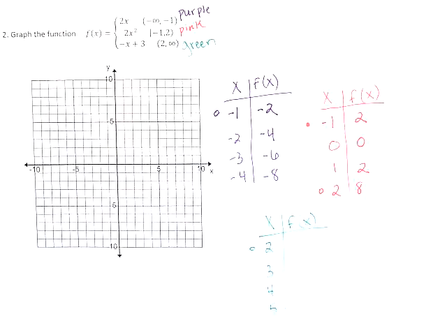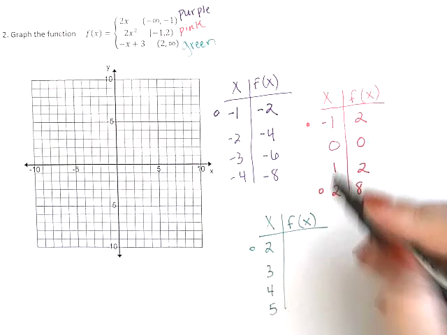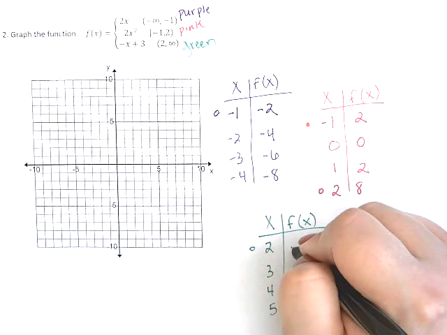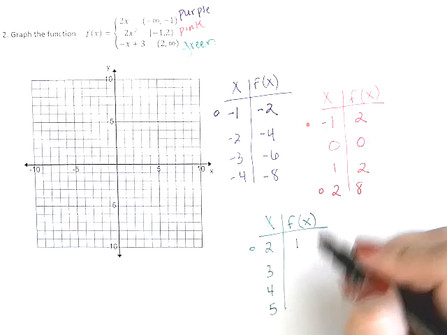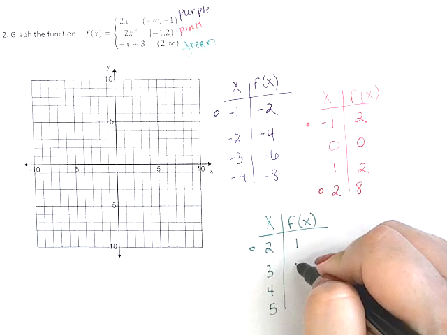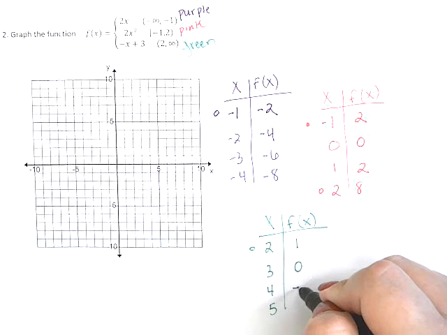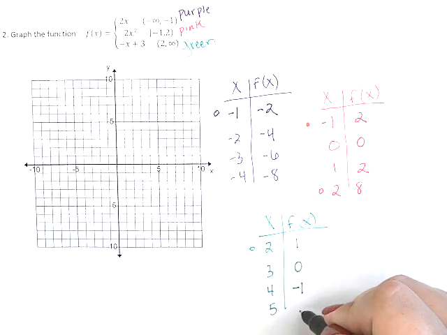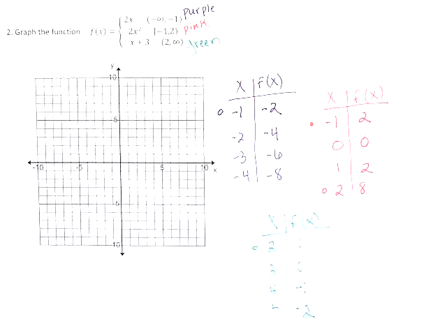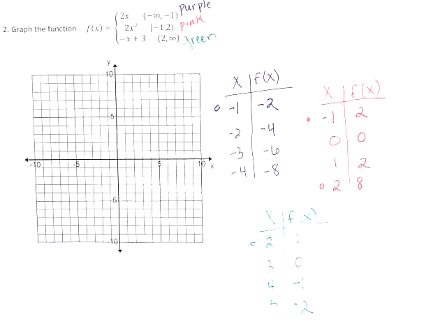So if I plug in 2, it would be negative 2 plus 3, which gives me 1. If I plug in 3, it'd be negative 3 plus 3, which is 0. Negative 4 plus 3 is negative 1. And negative 5 plus 3 is negative 2. So we can go ahead and graph each of those individual pieces now.